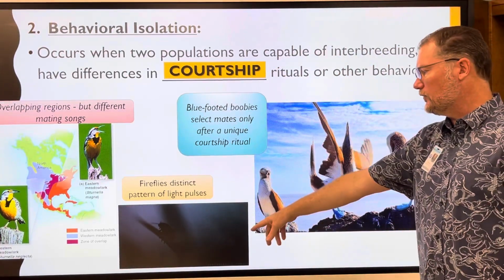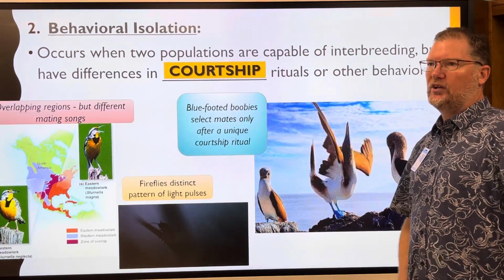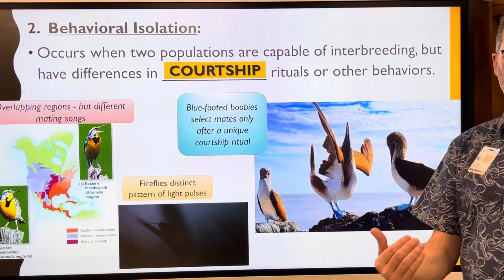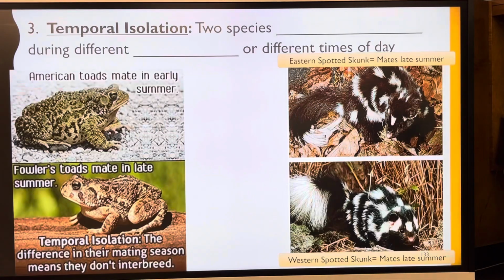And then different fireflies, even though they have similar species, they have different flashing tones in their lights, and they won't be attracted to the ones that aren't matching them. Temporal isolation. Temporal means time.